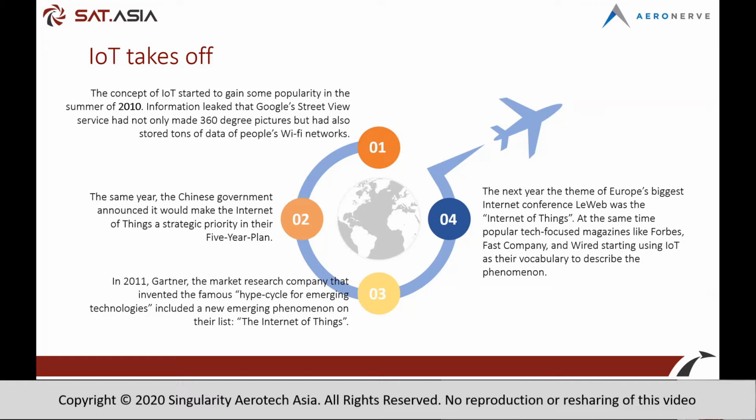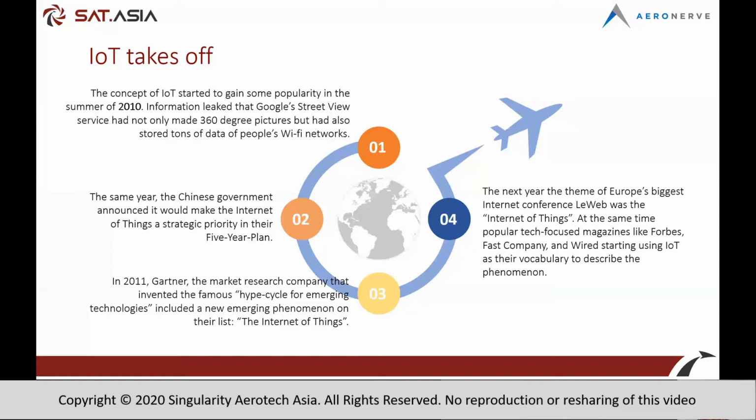In the same year, the Chinese government announced that it will make the Internet of Things a strategic priority in their 5-year plan. So that is probably why they're having the project and pushing things for 5G, because they have been making this a priority back in 2010.